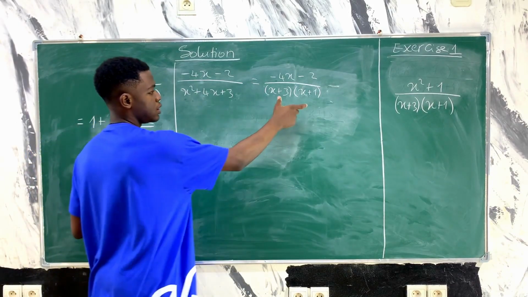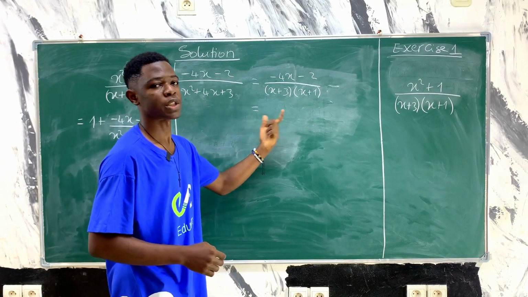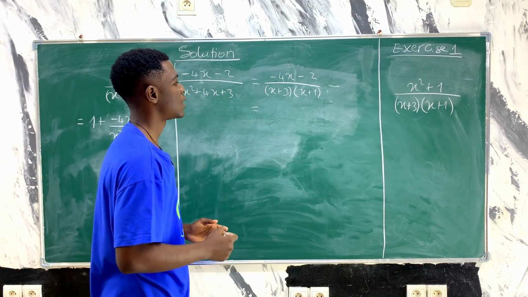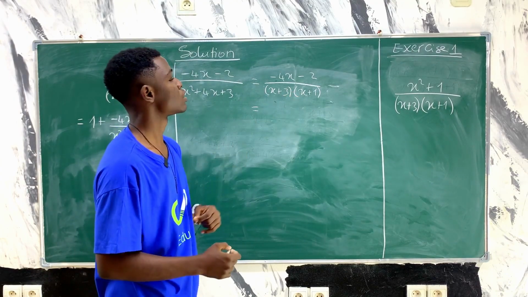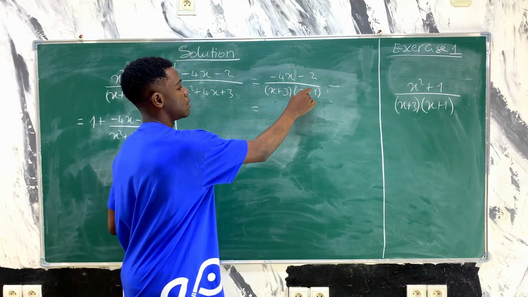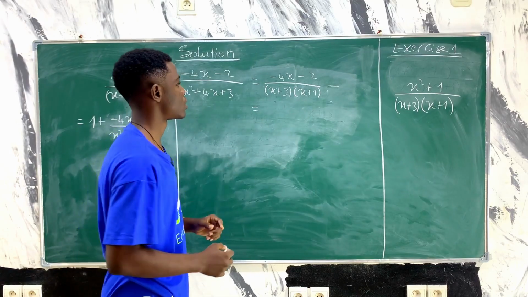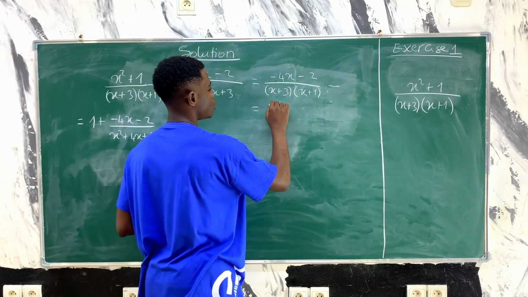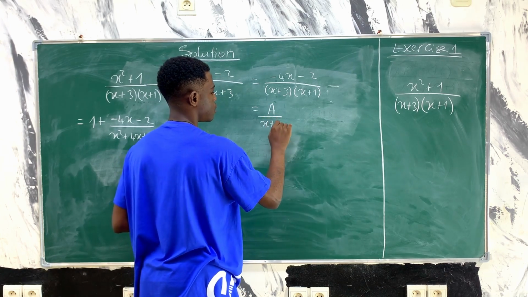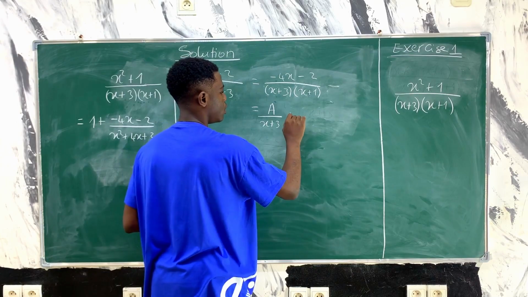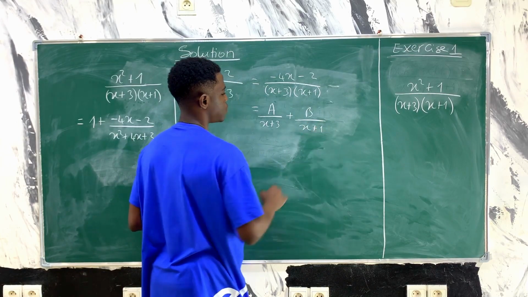So representing this, we can see that this is type 1. The first type of partial fraction is partial fractions with linear factors in the denominator. You can see that these are linear factors in the denominator, linear because the power of x is one. So these are two linear factors. So how do we solve this? This is equivalent to A divided by the first one, which is x plus 3, plus B on the second one, which is x plus 1.